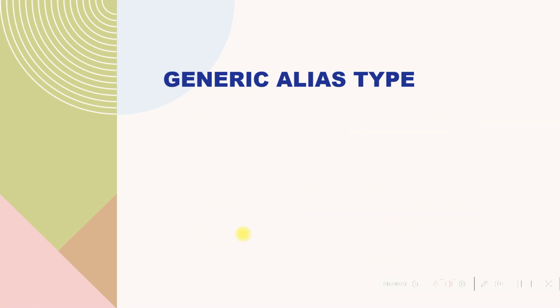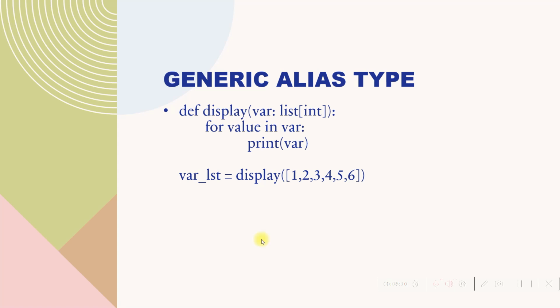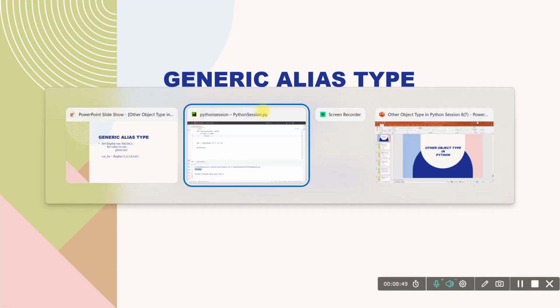Okay, now let's see one example here. In this function display, it is accepting one parameter var and it is clearly labeling that this particular parameter will accept a list of integer elements. Okay, so it is still not strictly enforced. So if you pass any float value inside the list, the value will still be accepted. But this label is used just to help other developers understand what kind of value is being passed in this function.